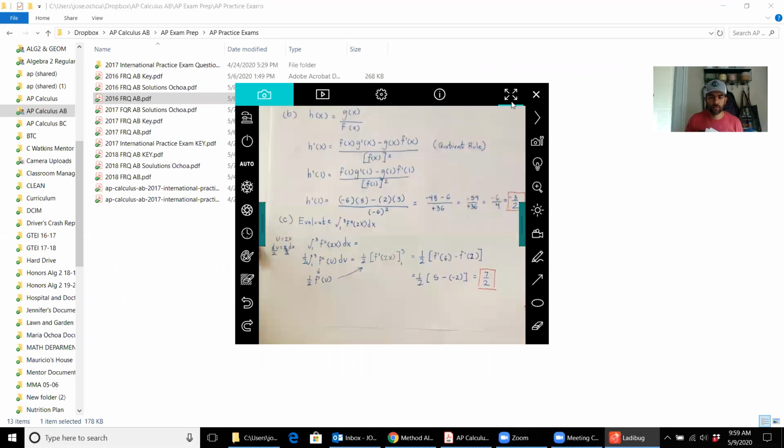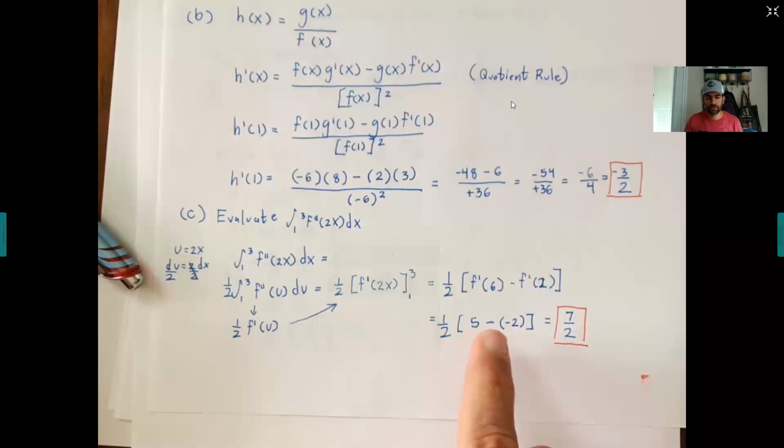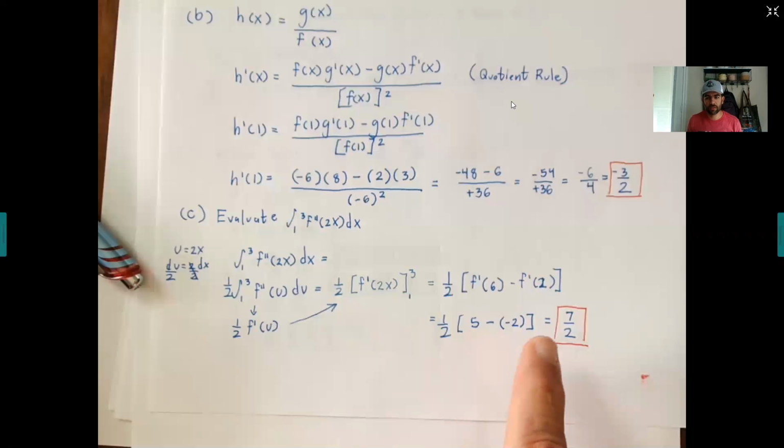And I forgot about the 1/2. So yeah, 5 minus a -2, but with the 1/2 on the outside, it's going to make it 7/2. Yeah. Does that make sense? Yeah, it does. Okay, so let me stop the video here. Hang on.